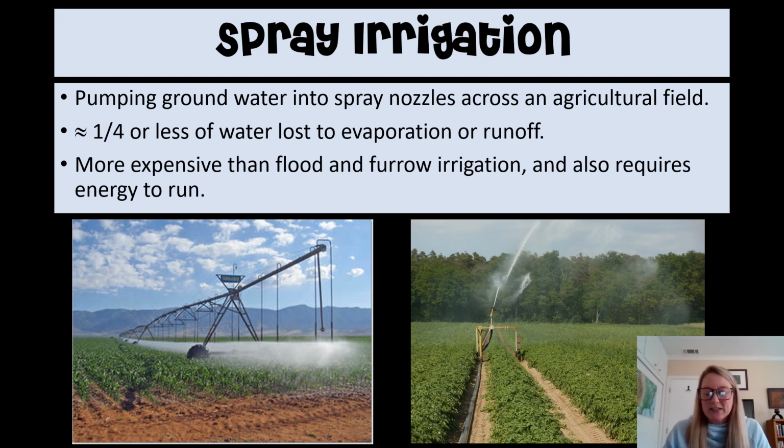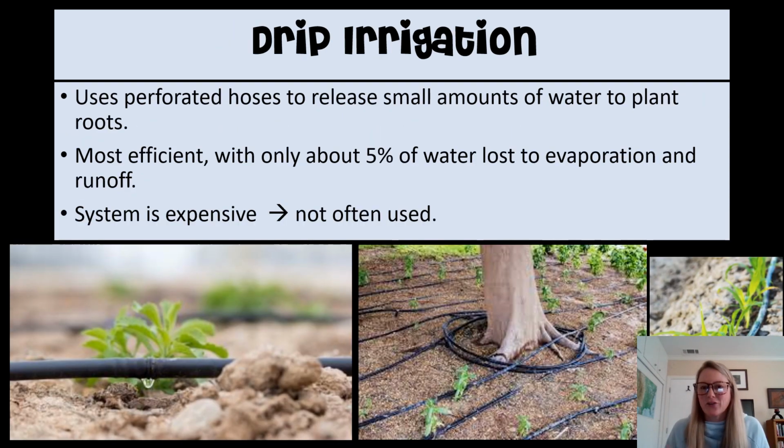It is a little bit more expensive than flood or furrow irrigation because you need these tools and techniques in order to spray your field. So you do need equipment, and it also requires energy to run. So you have to have some sort of energy source to be able to push or move these spray nozzles to their intended location. The last irrigation technique is called drip irrigation.